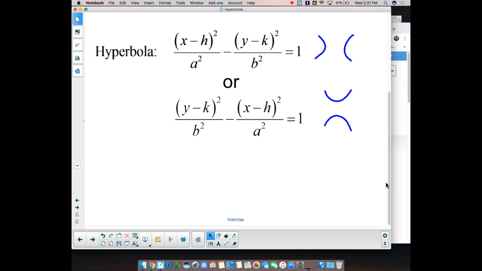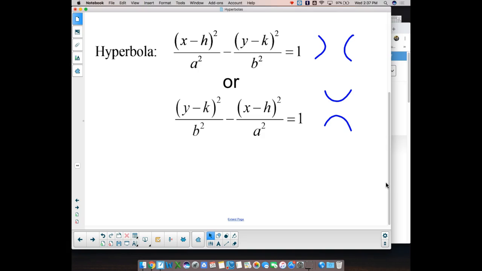So depending upon which is which: if it's x squared minus y squared, that's a left-right opening hyperbola. If it's y squared minus x squared, that's an up-down opening hyperbola. So we're going to need to know which one's first.